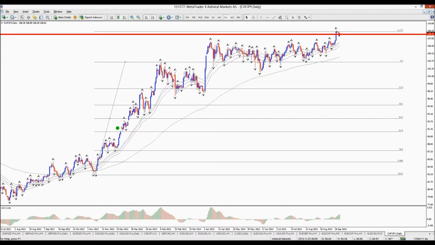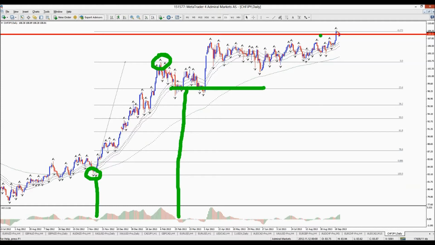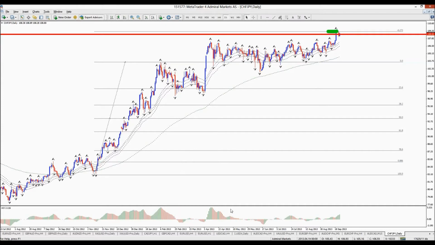If you fib this move, also looking at the oscillator, you can see if you look at the zero line, it was here, and if you look at the zero line, that was here. So if you put a fib from here to here where I have the green circles, you can see we had a 236 fib, and we're right at the 272 target. So that's where we stopped, and we've had a couple of days respect for that, which is normal.